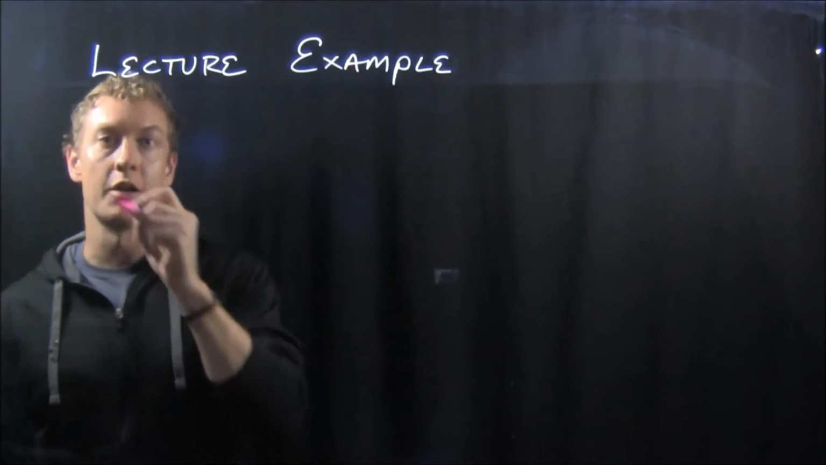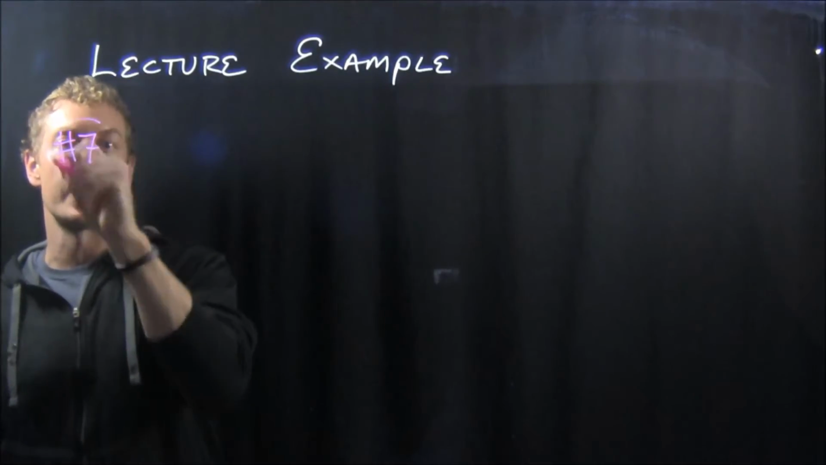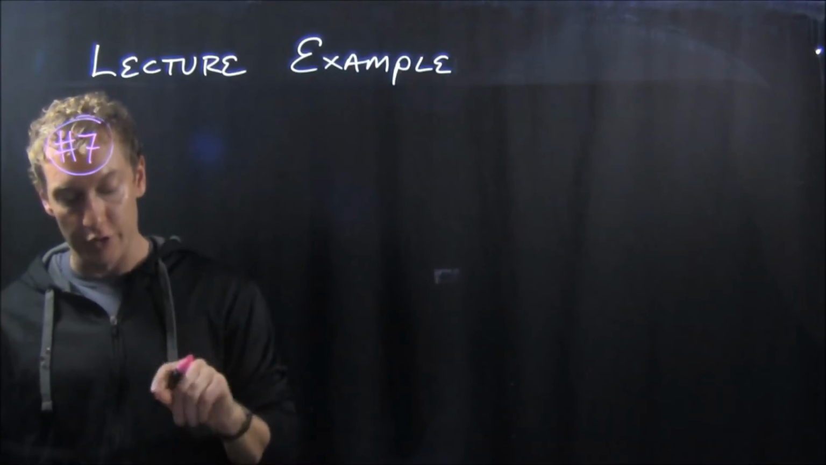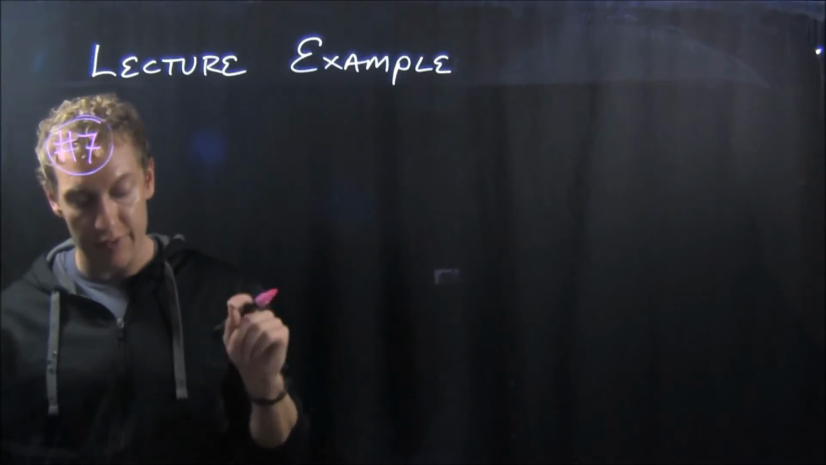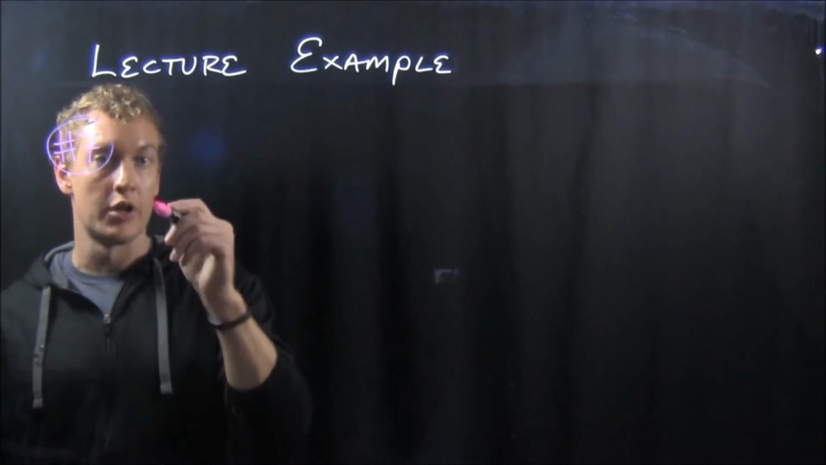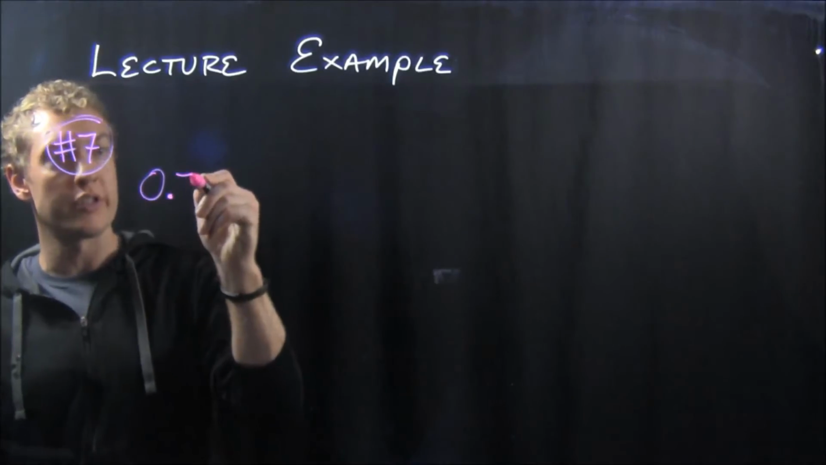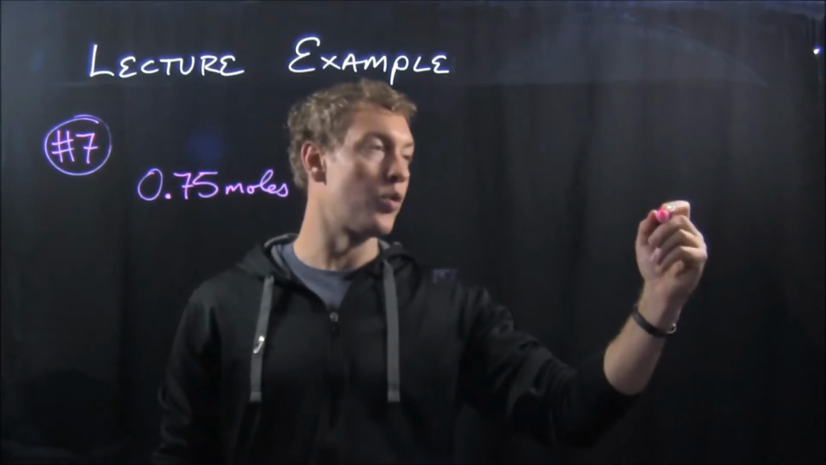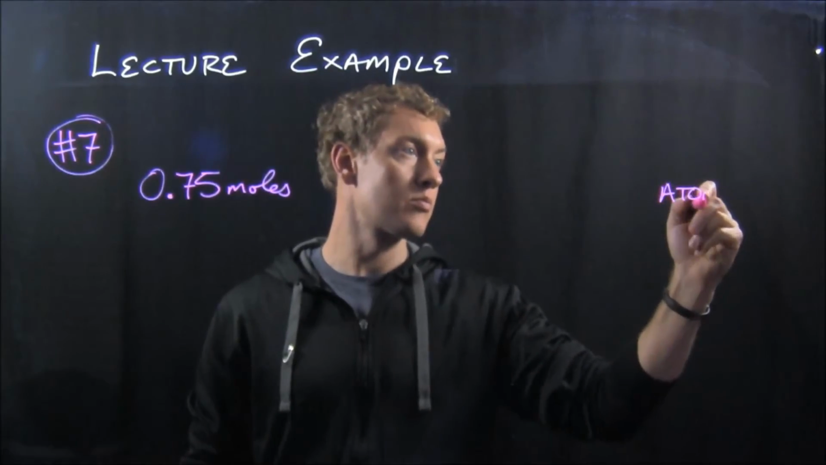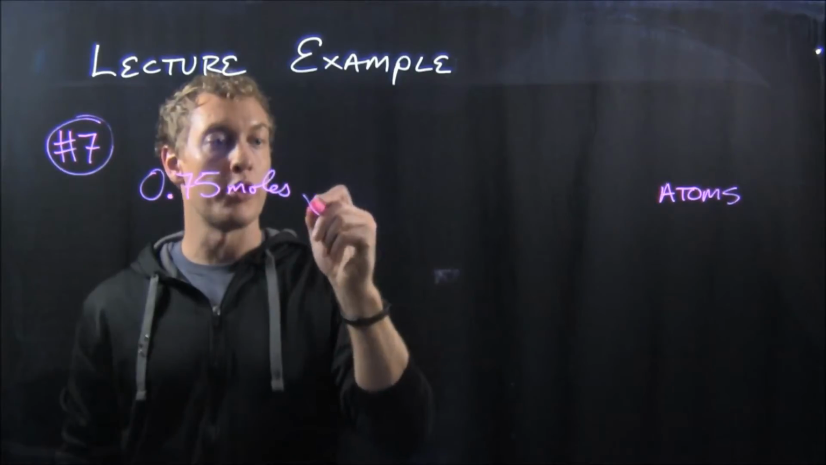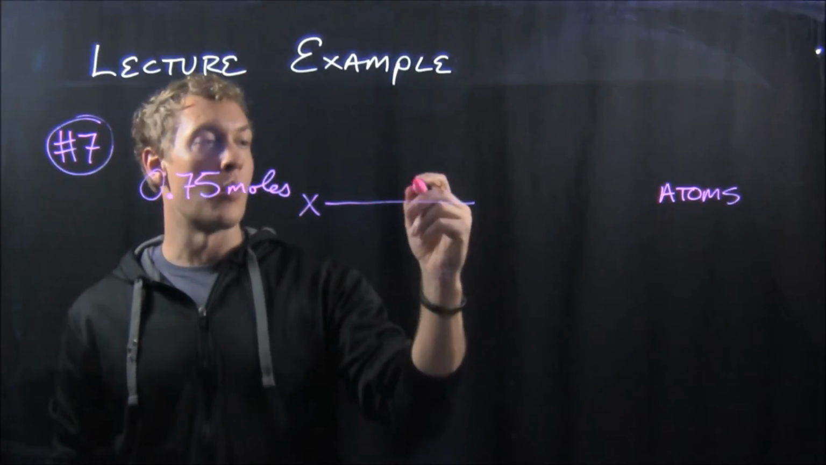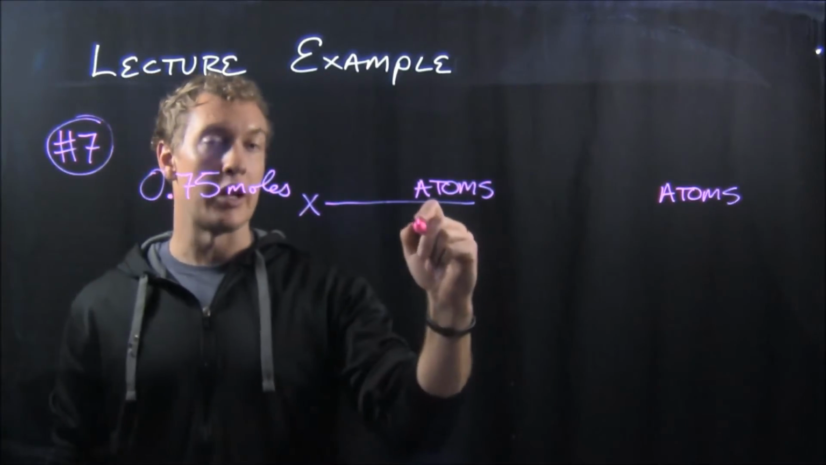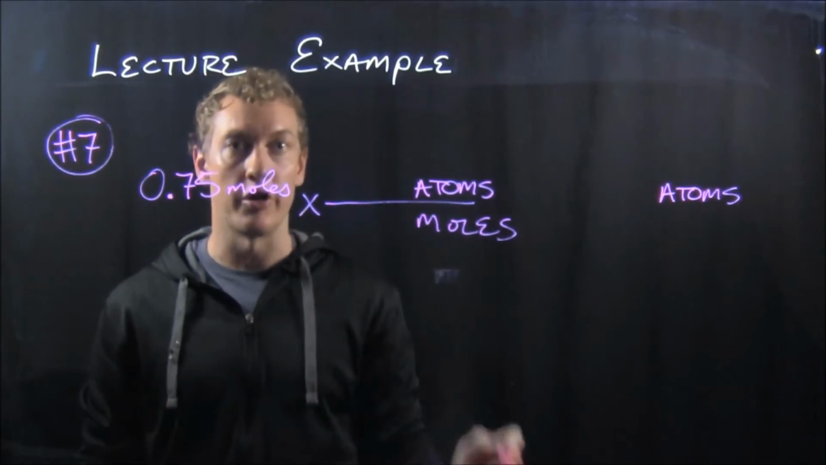Let's have a look at number 7 in the lecture examples. Number 7 asks how many atoms of aluminum are there in 0.750 moles of aluminum. So it gives us moles, 0.75 moles, and then it asks for atoms. So we're going to multiply that by a conversion factor where atoms is on the top and moles are on the bottom.